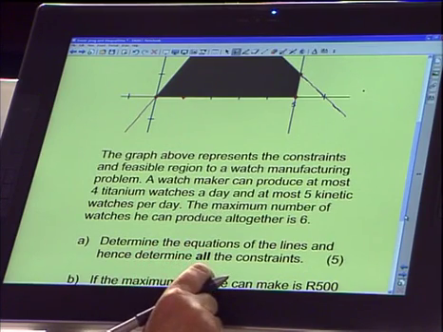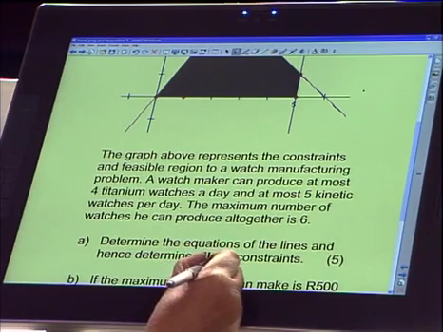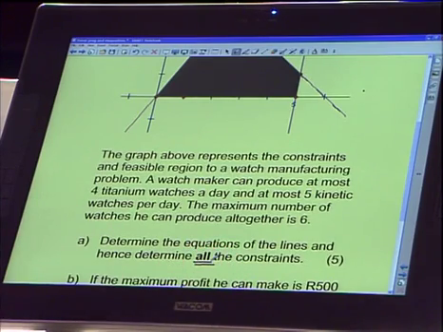Determine the equation of the lines and hence determine all, and now notice they've bolded that. Always ask yourself, why is something bolded? There must be a little trick or a little something that needs to be aware of. Otherwise, why is the teacher or the examiner drawing your attention to it? So the good news is, yes, I probably think there is some kind of trick. So let's start with the first part.